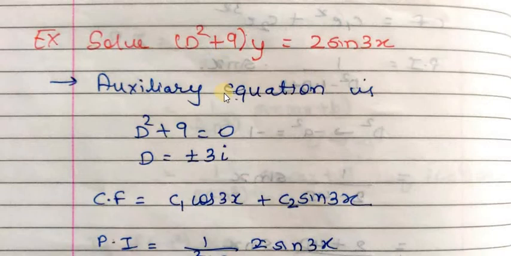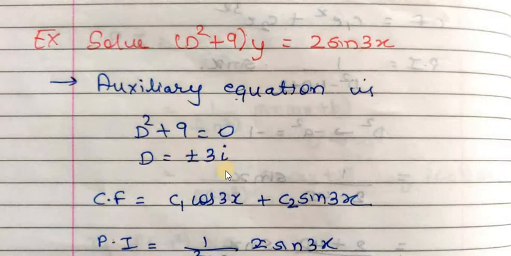To find CF, we have to find the auxiliary equation, which is given by equating the function of D to 0. The function of D is D square plus 9, and that equals 0. So D square plus 9 equals 0, so the value of D square will be minus 9. Writing minus 9 as 9 into minus 1, and minus 1 is nothing but i square, we have D square equals 9i square. So the value of D will be the square root of 9i square, that is plus minus 3i.